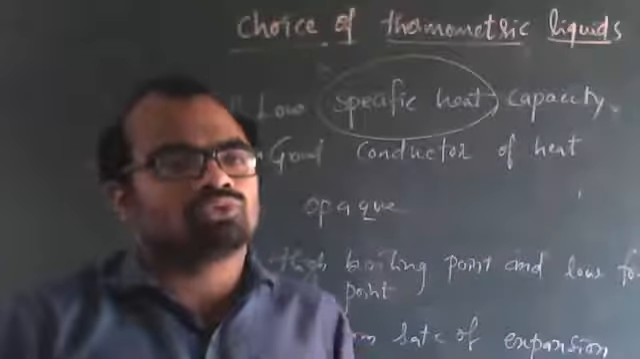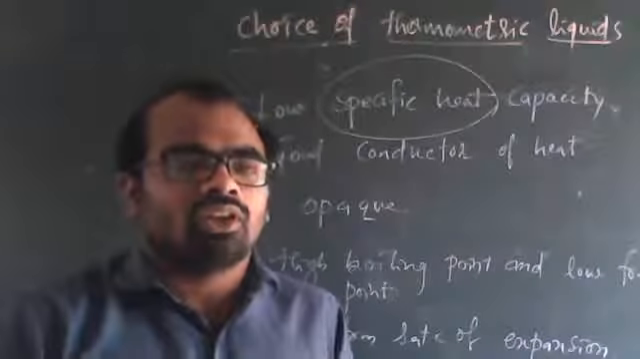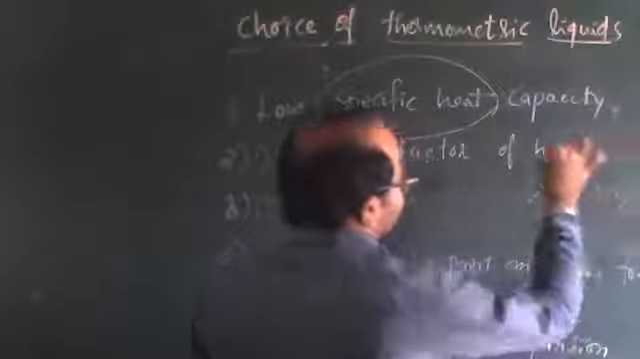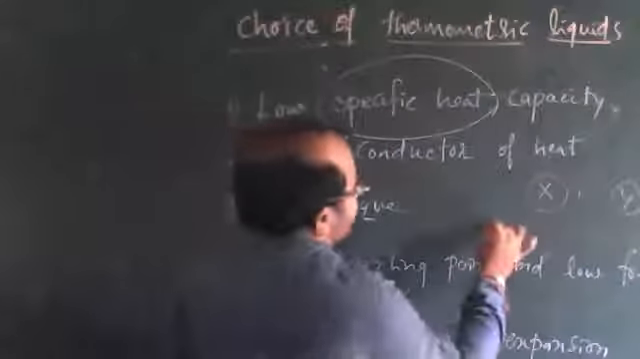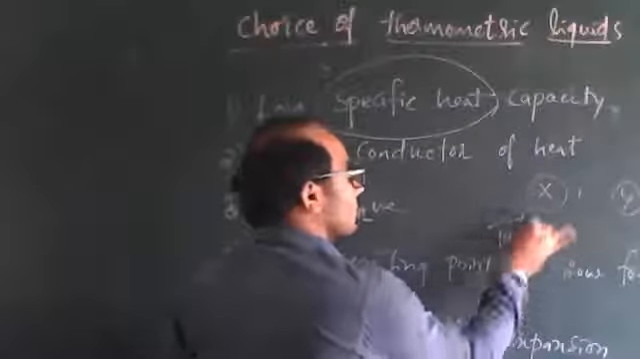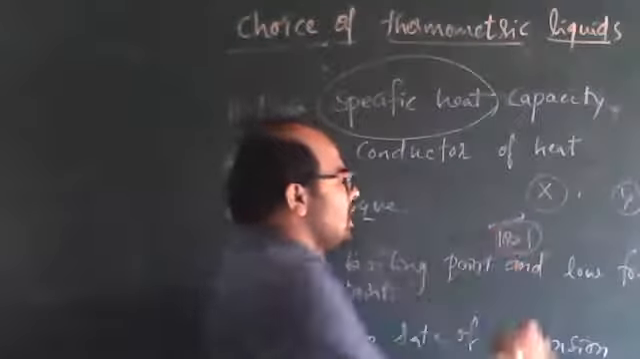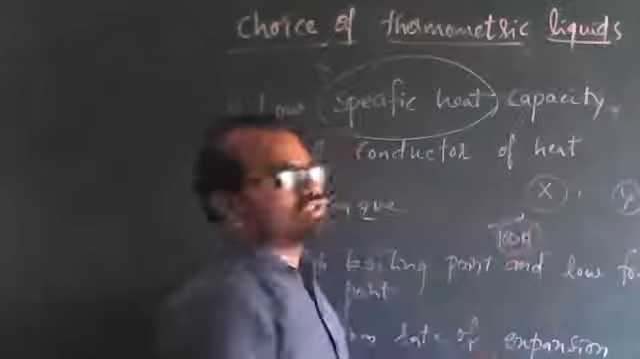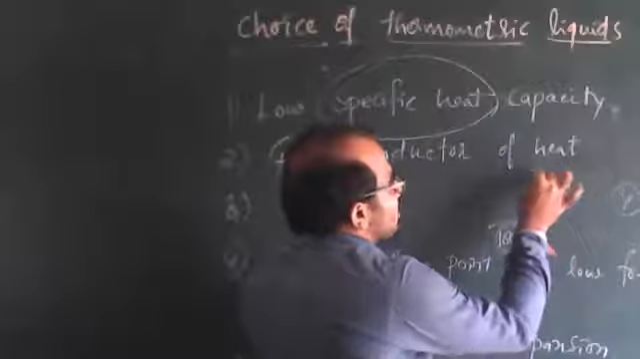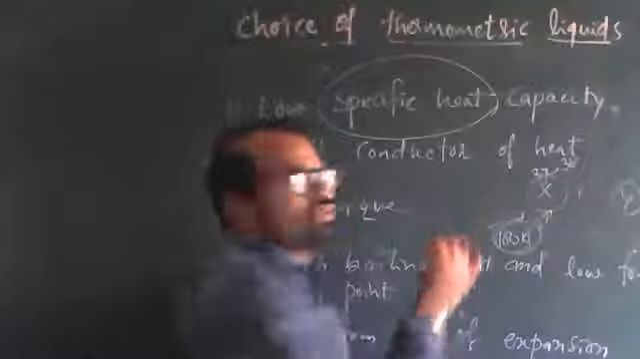For example, if mercury is used or if another liquid is used, suppose here is X liquid and here is Y liquid. This X liquid takes heat energy of 100 joules, for example, it is not exact. If it takes 100 kilojoules of heat to increase the temperature by 1 degree Celsius, for example it is 37 now, if it wants to go to 38, it will take 100 kilojoules of heat.